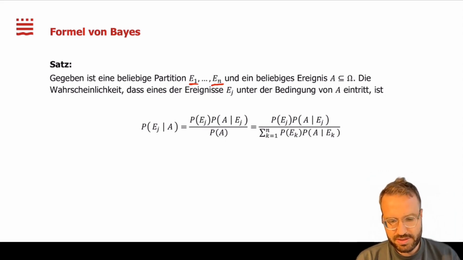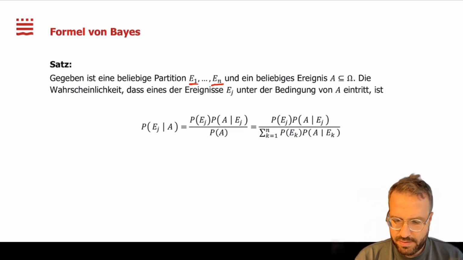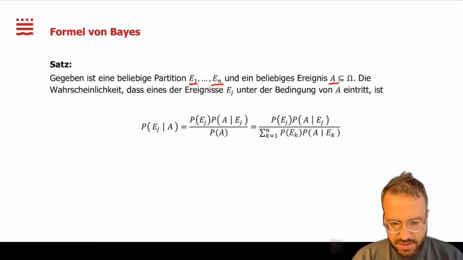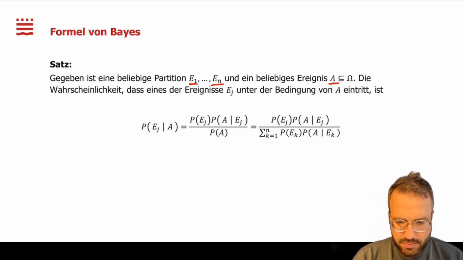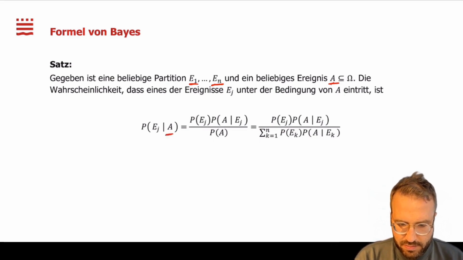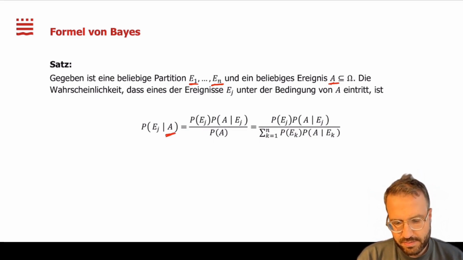One could, so to speak, divide all people. That would be one possible variant. And then we have an event A again. And what we want to determine this time is, under the condition A, what is the probability of the event E_j.